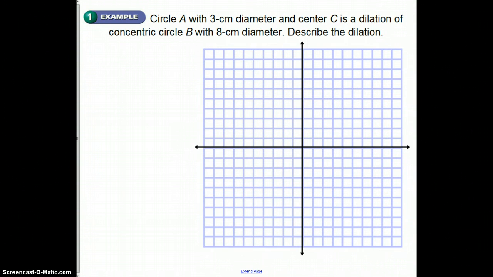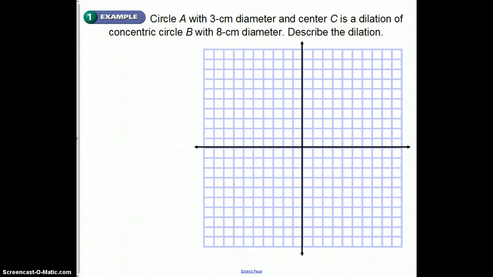This one says circle A has a 3 centimeter diameter and a center C, and is the dilation of a concentric circle B with an 8 centimeter diameter. Describe the dilation. So first of all, before I even begin this problem, a couple words that I want to make sure we review so you're clear on them.